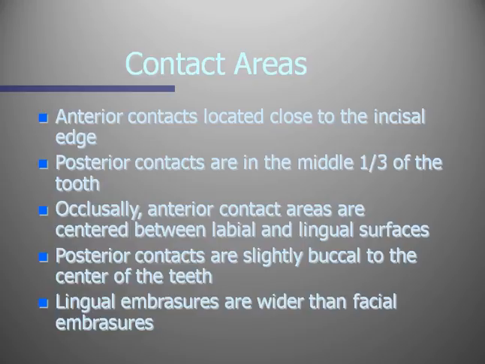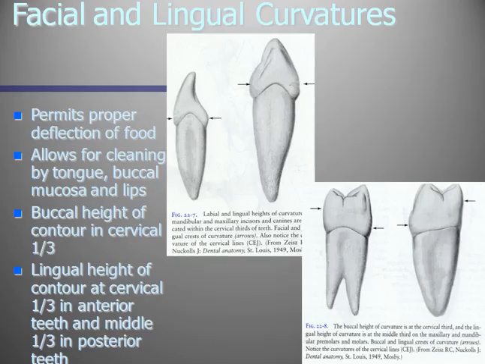Contact areas. The contacts in anterior teeth are located close to the incisal edge. On posterior teeth, the contacts are in the middle third of the tooth. Occlusally, anterior contact areas are centered between the labial and lingual surfaces. Posterior contacts are slightly buccal to the center of the teeth. Lingual embrasures are wider than facial embrasures.